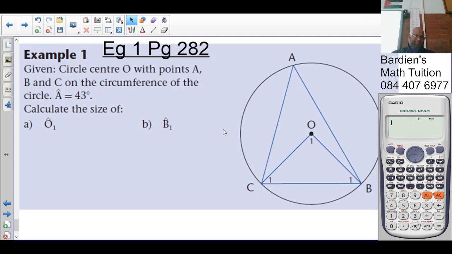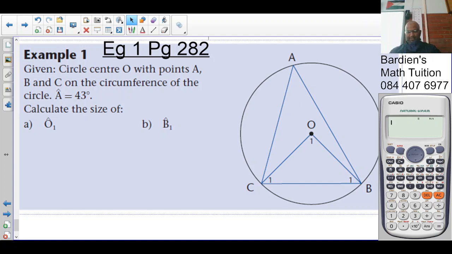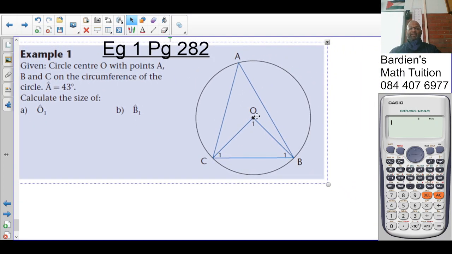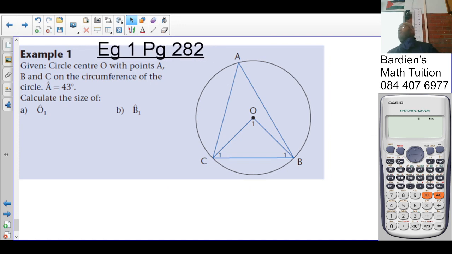Example 1. This is on page 282. The question says, given circle center O with points A, P, and C on the circumference of the circle, which means to say it's on the outside, on the perimeter of the circle, basically, the circumference. Now, all your circle geometry theorems and applications, it has to be that the points are connected either to the circumference or coming from the center, or going through the center. Does it make sense?